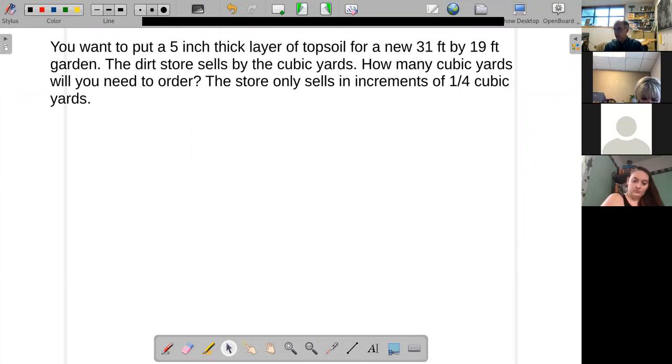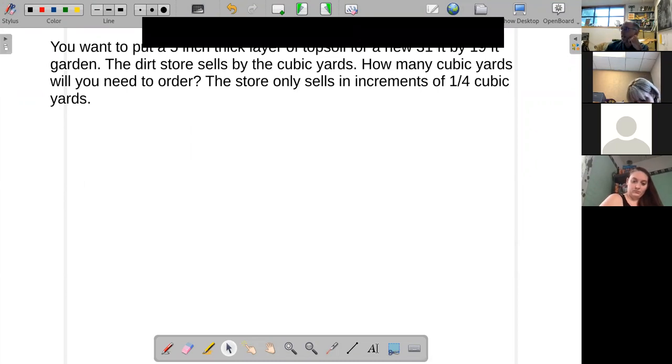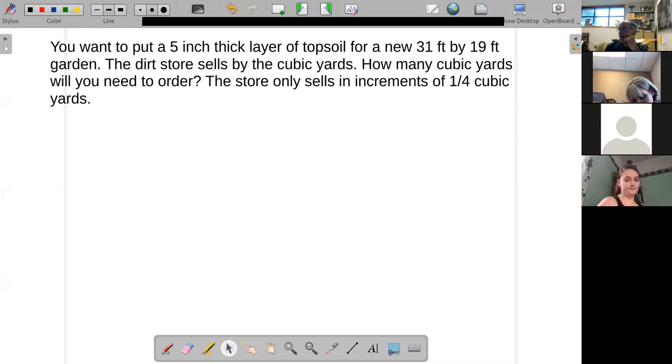Okay. 5 inches thick, 31 feet by 19 feet, and we have yards. So we have inches, feet, and yards all going on together. That's kind of a pain. So we'll have to do some conversions. Just a note, we have mixed units we need to reconcile.